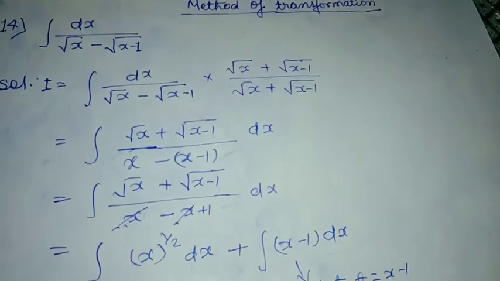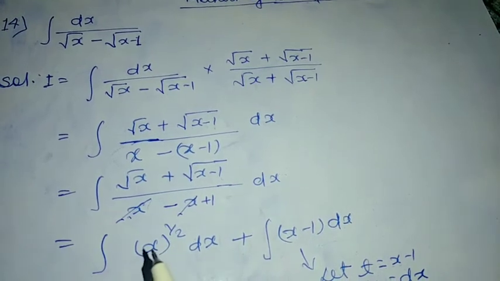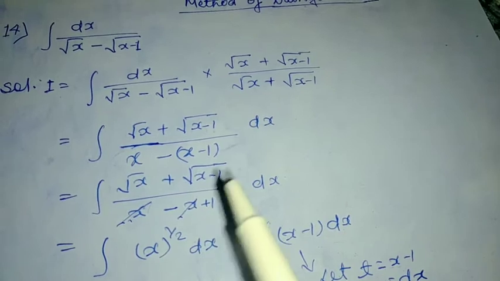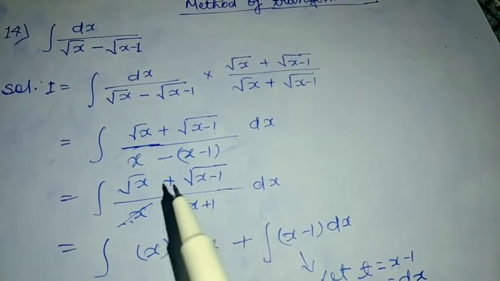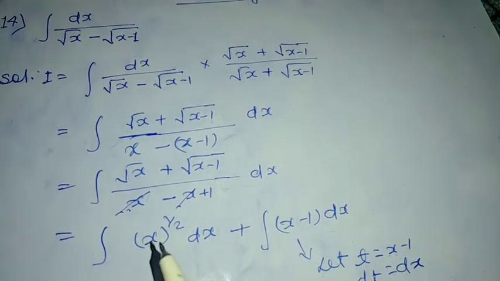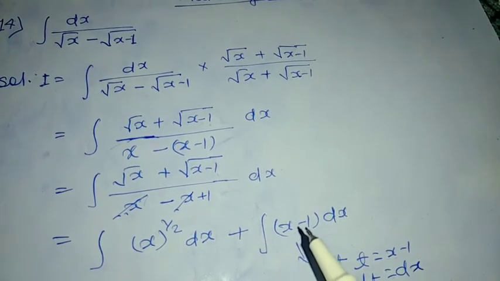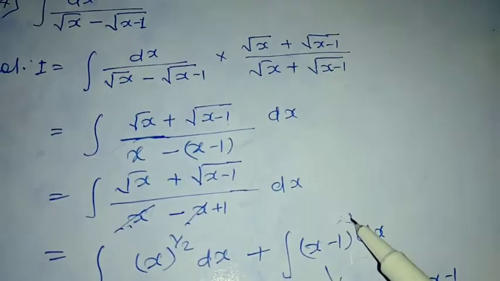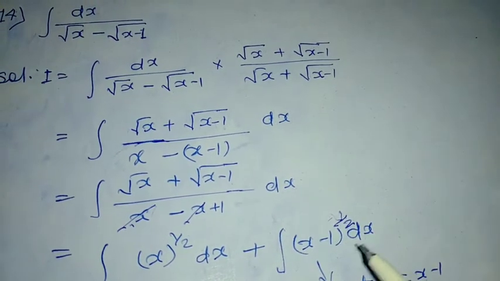So we can write this part like x to the power half plus x minus 1 whole raised to the power half. So we can integrate it separately. Here you can see in the next step we have written integration of x raised to the power half into dx plus integration of x minus 1 raised to the power half into dx.